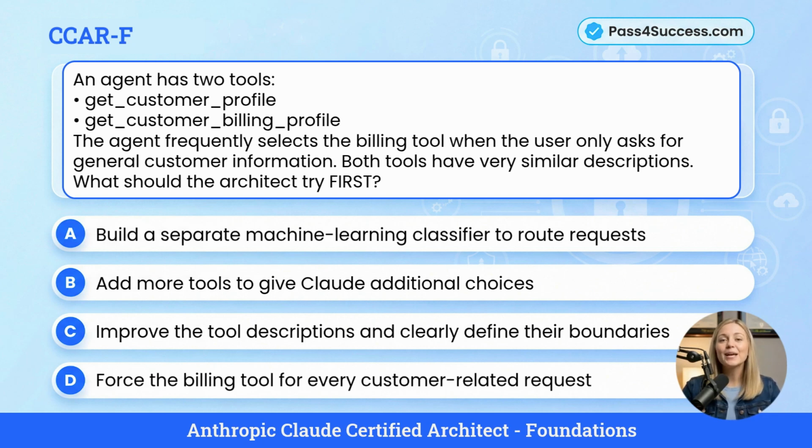A. Build a separate machine learning classifier to route requests. B. Add more tools to give Claude additional choices. C. Improve the tool descriptions and clearly define their boundaries. D. Force the billing tool for every customer-related request. Pause for 5 seconds and choose the correct answer.